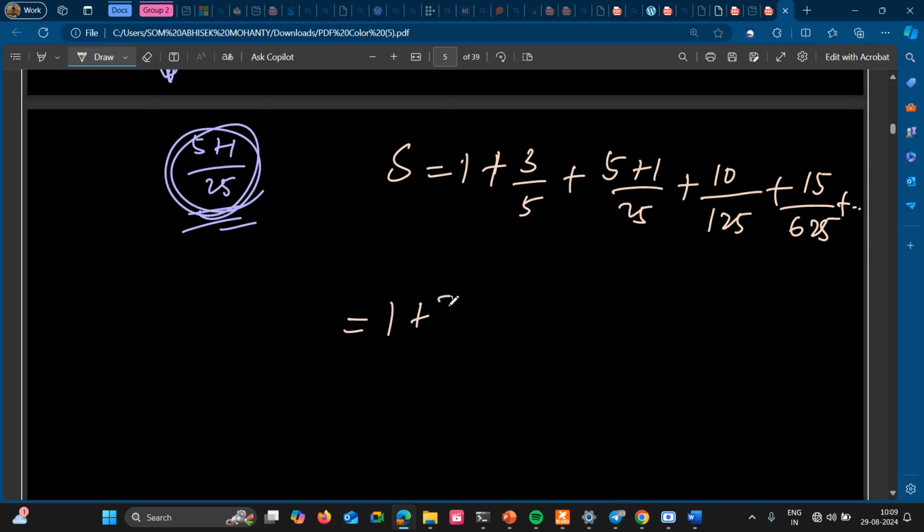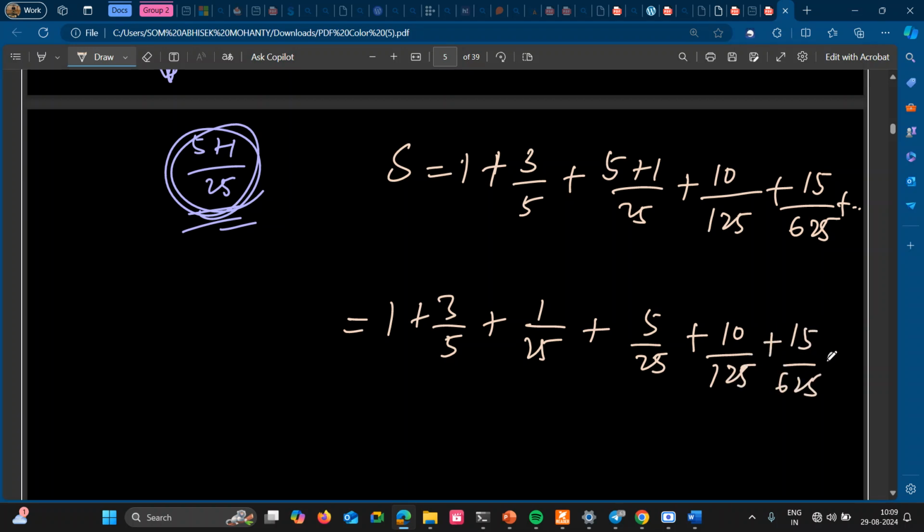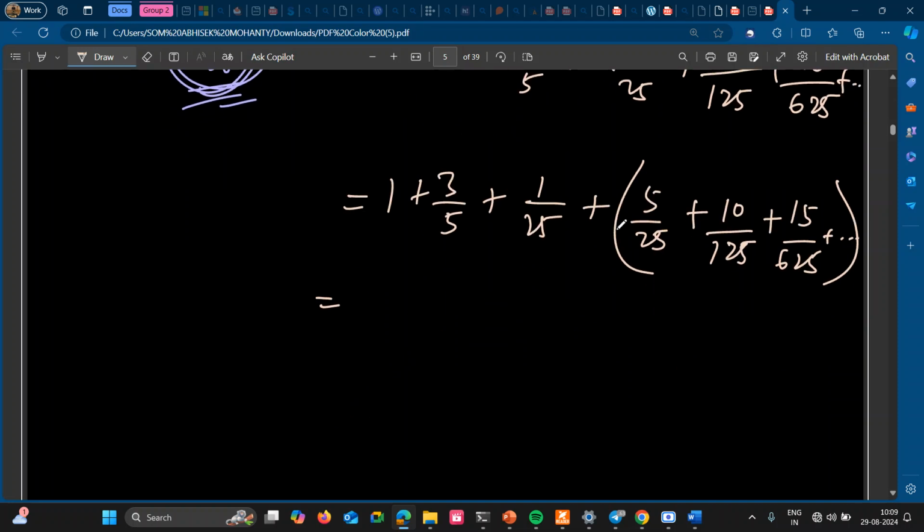So 1 plus 3 by 5 plus, I will separate them, 1 by 25 plus 5 by 25. The thing I wanted: 10 by 125, 15 by 625 and it goes on. I want another term also, that is 1 by 5. So let's do one thing. I will add 1 by 25, I will subtract 1 by 5. If I do that, will I get anything?